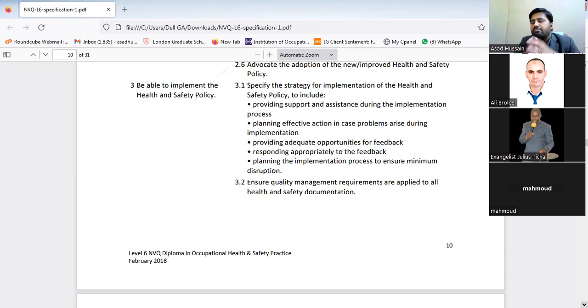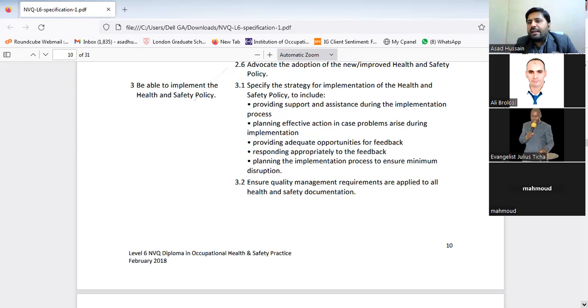So I will perform a simple training needs assessment, and then I will decide that this portion of the policy is specifically for the top management, this is for the middle managers, this is for the general employees, and then step by step I will train them all. So training sessions for implementation of this health and safety policy will really work there.